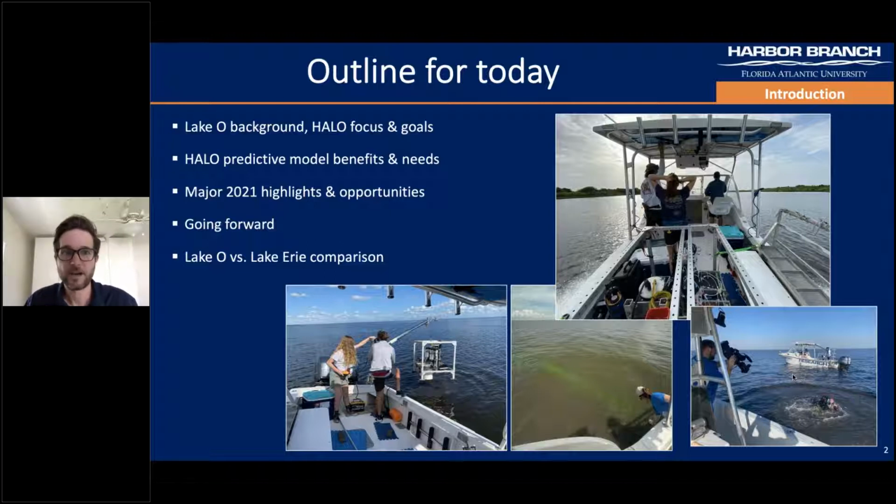I'll discuss the model briefly and some major requirements going forward that we've identified. I'll give some highlights from the 1 year of operations that we've had to date, basically calendar year 2021, and the work that we have planned going forward, basically starting tomorrow. And then one synthesis slide that will hopefully be fodder for some discussion comparing Lake O and Lake Erie, at least the Western Basin.